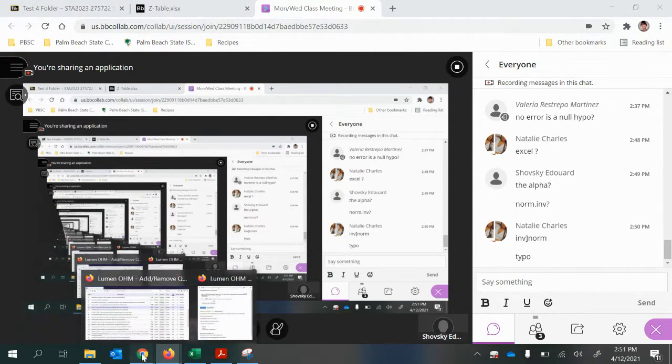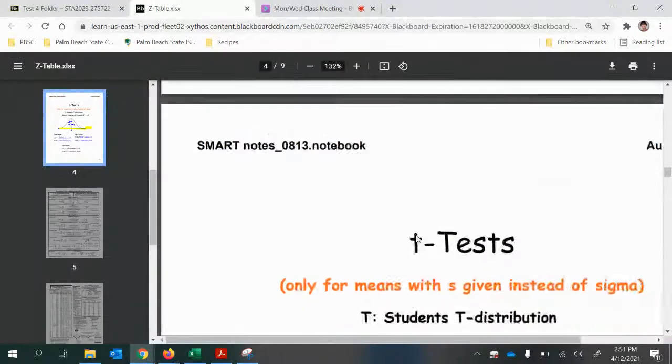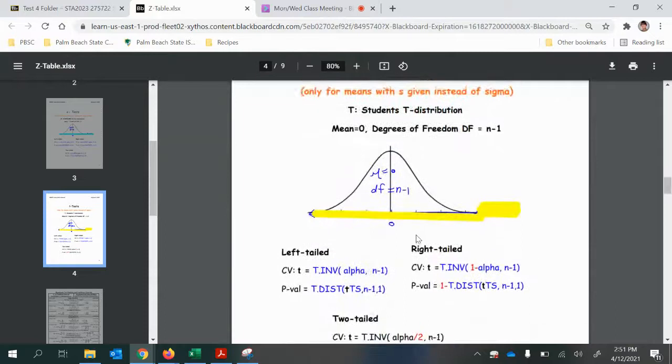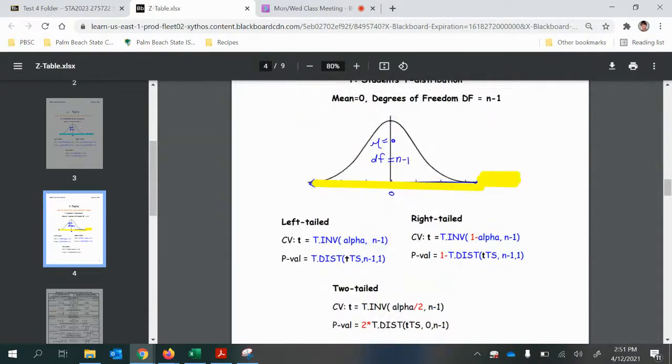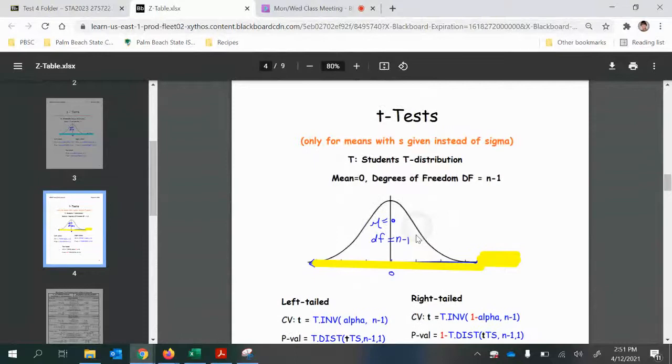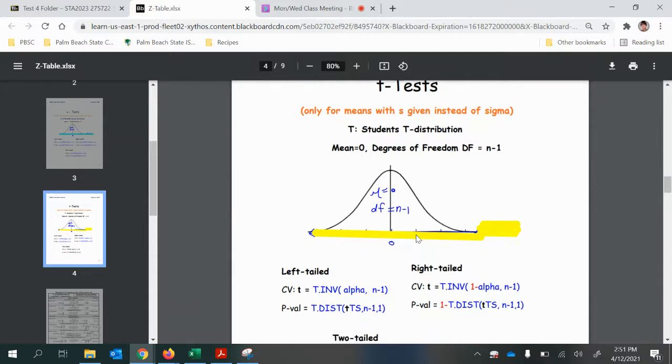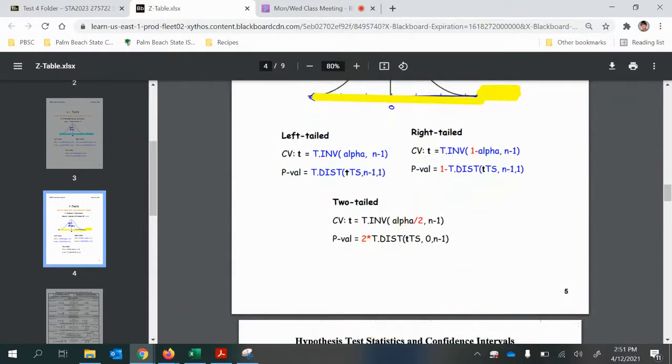Let me show you, let's go back to this table here. This is our reference packet again. You see for t-tests, what does it say? T-tests, t.inverse, right? Look, only for means with s given instead of sigma, or in other words, sigma unknown, we do a t-test, and it has to be left-tailed. You do t.inverse directly on alpha. If it's right-tailed, you do t.inverse on 1 minus alpha. If it's two-tailed, then you're going to do t.inverse on half of alpha, right? So it's t.inverse, guys, not norm.inverse.